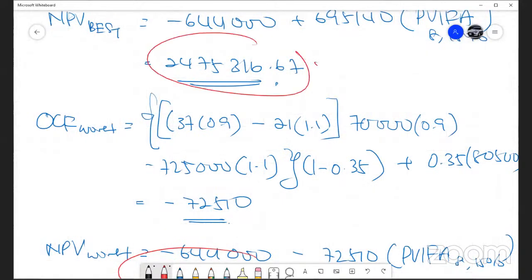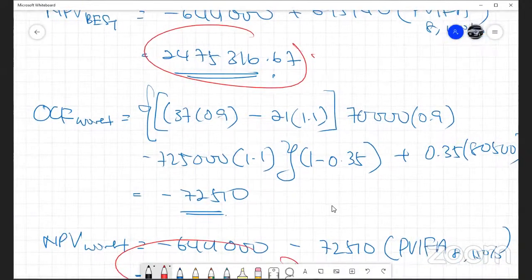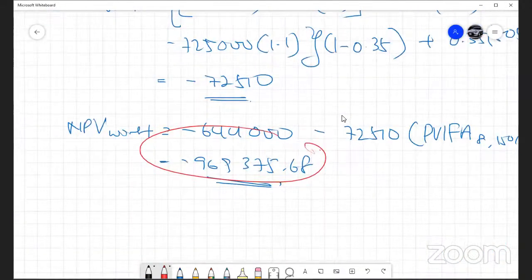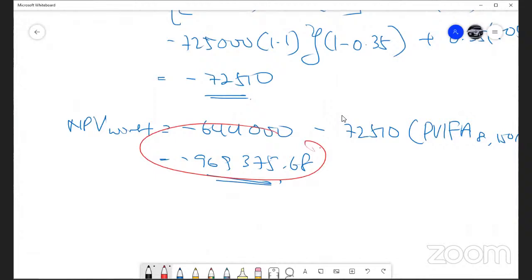When it comes to best case and worst case scenario, they tell you the plus minus percentage there. If it's best case scenario, selling price and quantity increase by 10%, and your costing all decreased by 10%. But if it's the worst case scenario, selling price and quantity drop by 10%, and your variable and fixed costs both increase by 10%. Then you get a new set of OCF and you calculate the NPV. So for this project, you are either going to get 2.5 million or negative almost 1 million. This is worst case versus best case scenario.